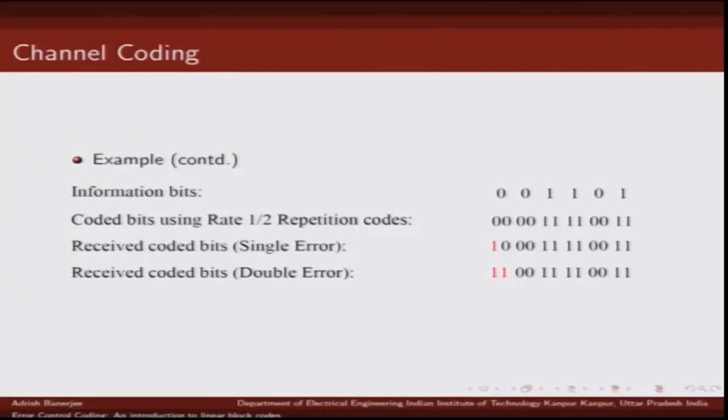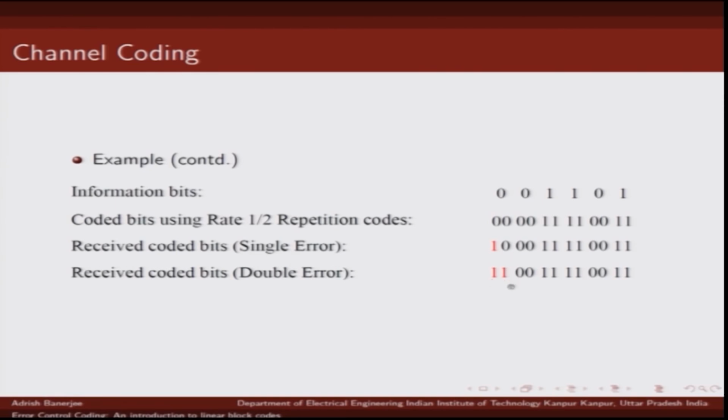Now, let us look at example for double error. So, let us say the first and second bit are received in error. So, what we have received is basically 1 1 0 0 1 1 1 1 0 0 1 1. So, the first 2 received bits are in error, 1 1. Now, let us see whether we can detect error using this rate 1/2 repetition code.